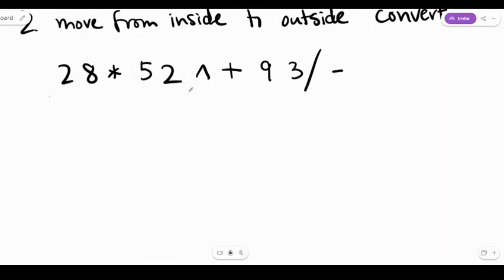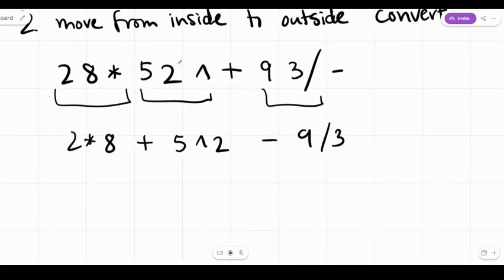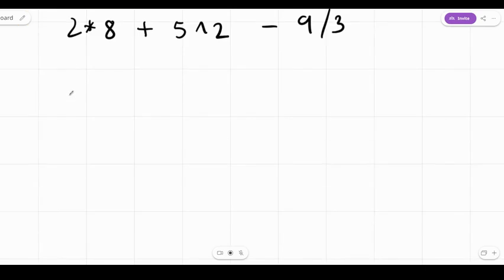So we can check this by converting it back to infix. So we have 2 times 8, 5 to the power of 2, and 9 divided by 3. And then there's a plus here, which means that it's here, and the minus here means that it's here. And this is the same as our original expression. So therefore, we know that our answer is 2 8 times 5 2 exponent plus 9 3 divide minus. Yep, that's the correct answer.